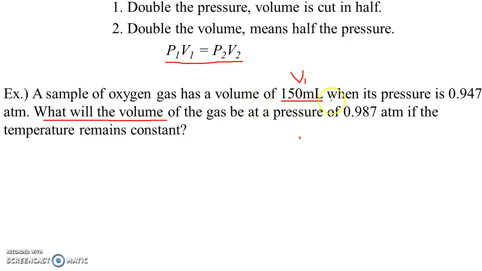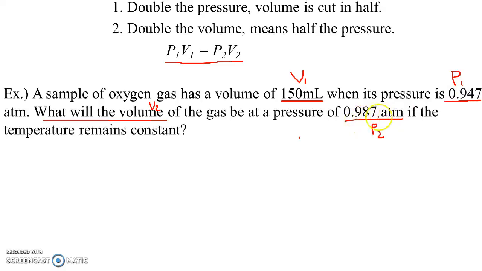It says it's a volume of 150 milliliters when its pressure, so here's the pressure that goes along with it. So that's going to be P1. Okay, so P1 is 0.947 atmospheres. What will the volume, so we're looking for V2, the other volume of the gas be, at the pressure of 0.987 atmospheres. Okay, so this is that pressure, P2, if the temperature remains constant. So we're increasing the pressure. We're going from 0.947 to 0.987.